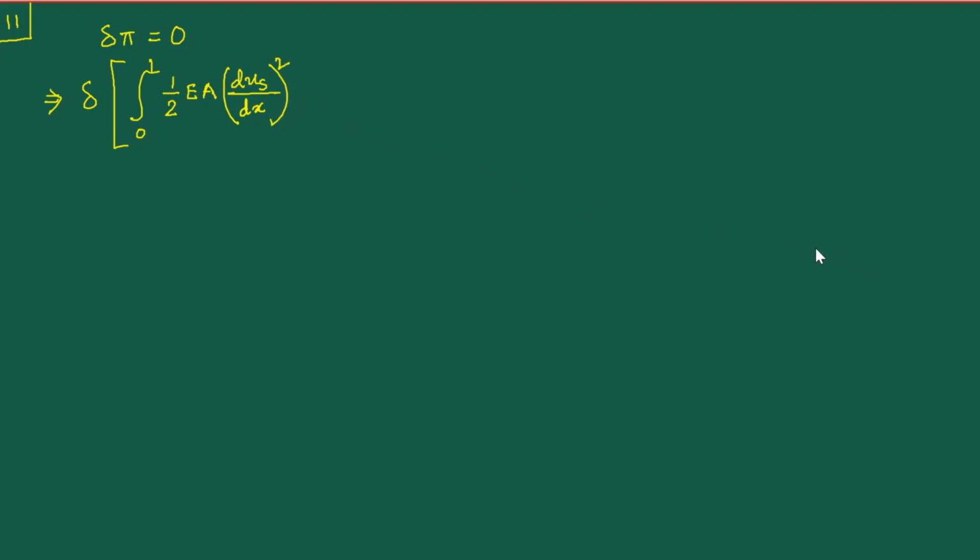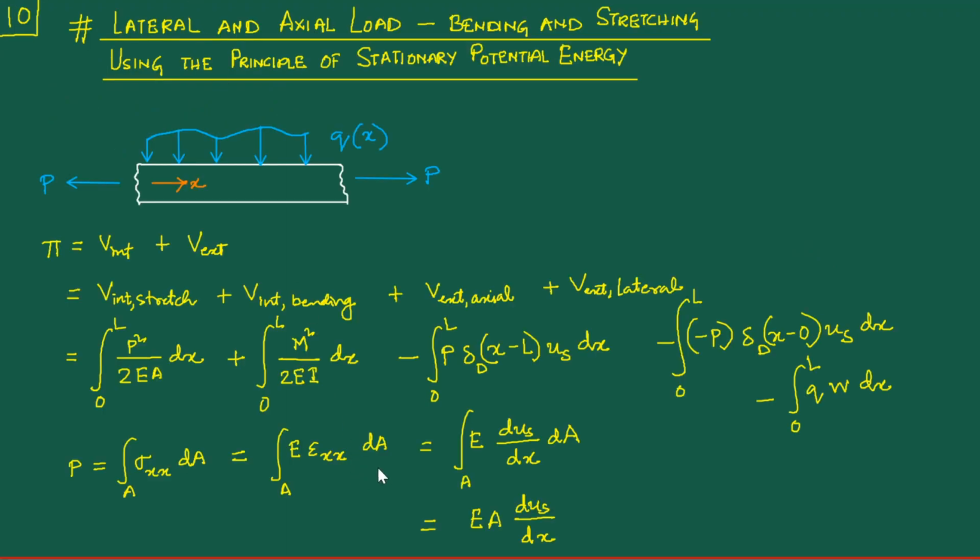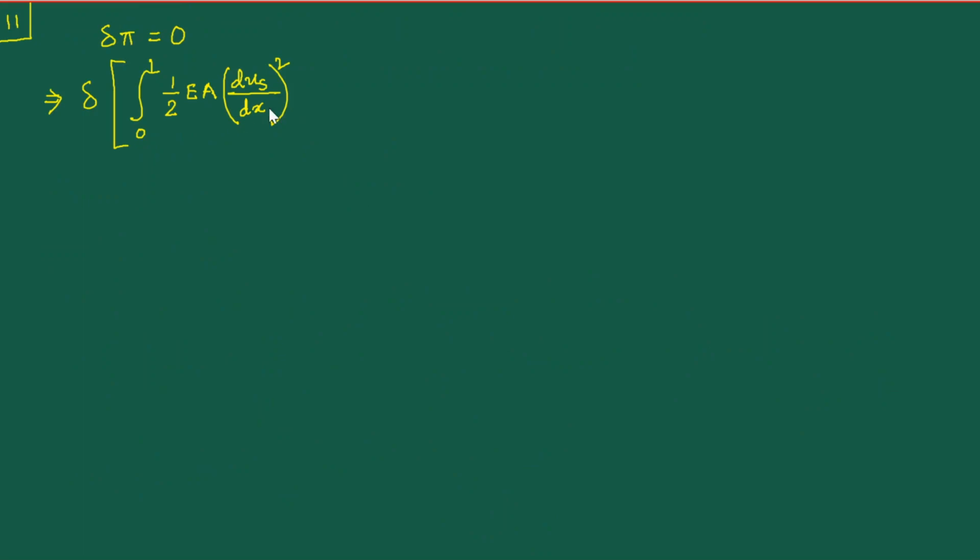You understand that what I have done here basically is that if you look here, this P is EA dus dx, but I have here this P squared by twice EA. So when I substitute this expression back here, I have E squared A squared in the numerator, and that cancels with this denominator to leave EA. So ultimately what I have is half of EA times this dus dx square. That is exactly what I have written here.